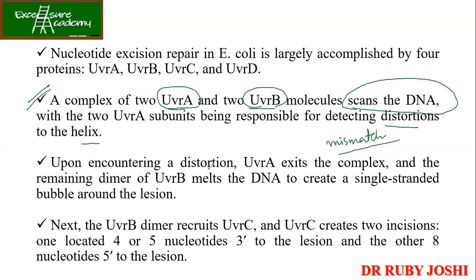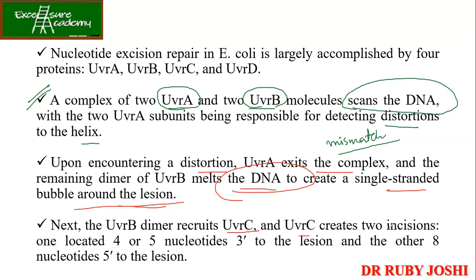Now, once there is an encounter with the distortion, UvrA exits the complex and the remaining UvrB melts the DNA to create a single stranded bubble around the lesion. So this much is clear. Together UvrA and UvrB scan the DNA, of which UvrA detects the distortion. Once it is detected, UvrA leaves the DNA. Then UvrB melts the DNA, making a single stranded bubble around the lesion. Next, it is going to recruit UvrC.